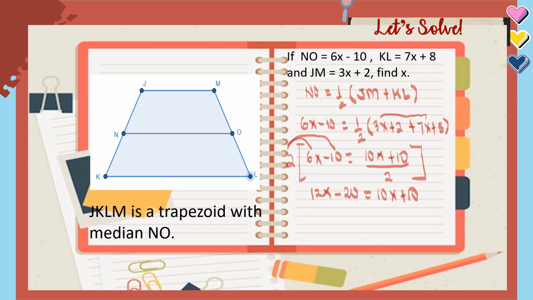By the APE, we get 12x minus 10x equals 10. Negative 20 becomes plus 20. 12x minus 10x is 2x equals 10 plus 20 is 30. So to solve for x, divide by 2, so x is equal to 30 divided by 2 is 15. So x is equal to 15.